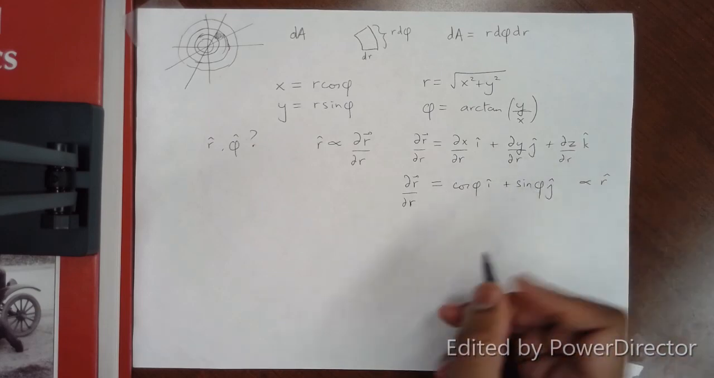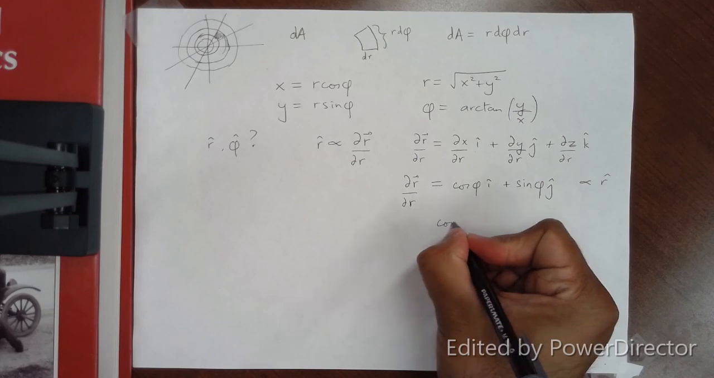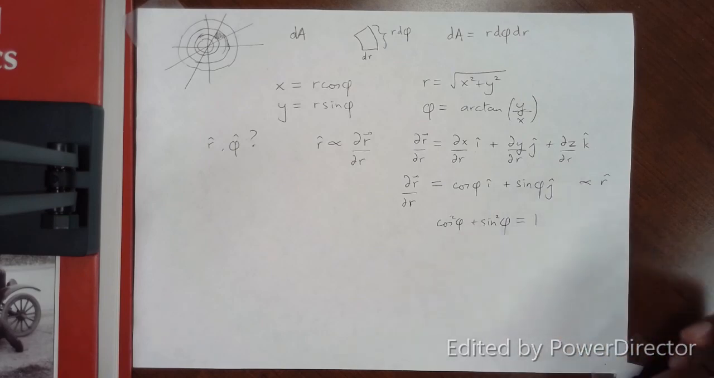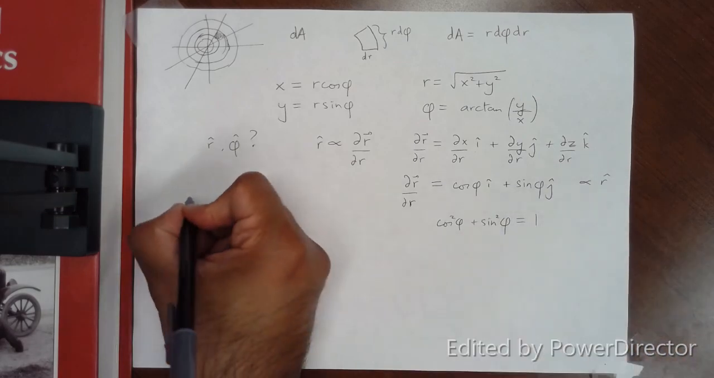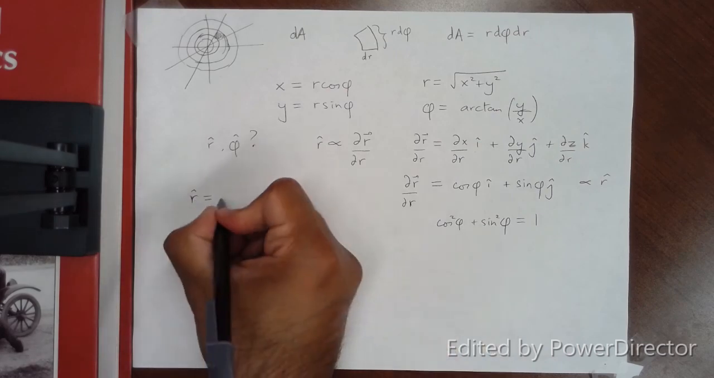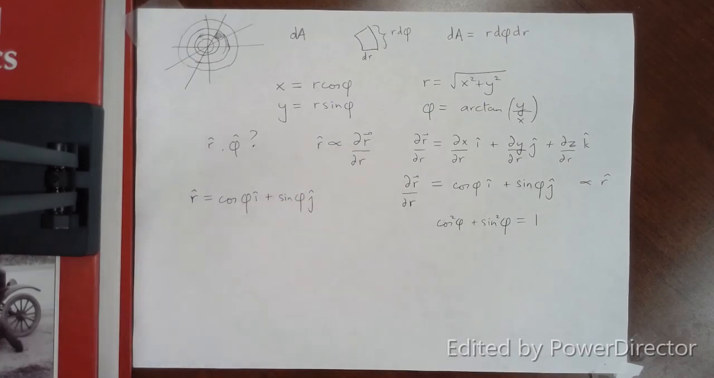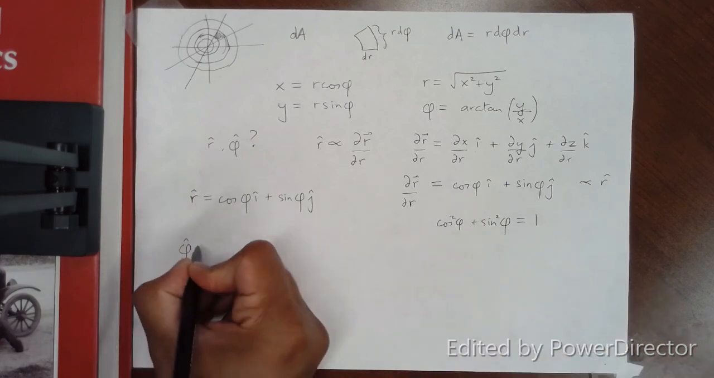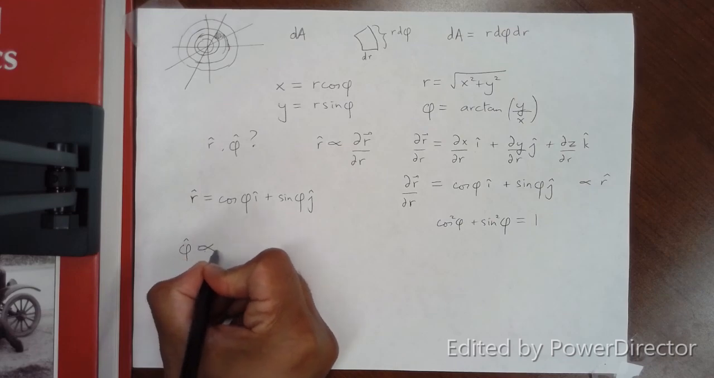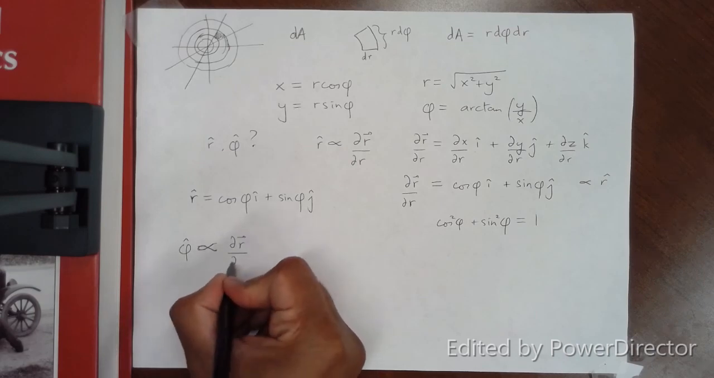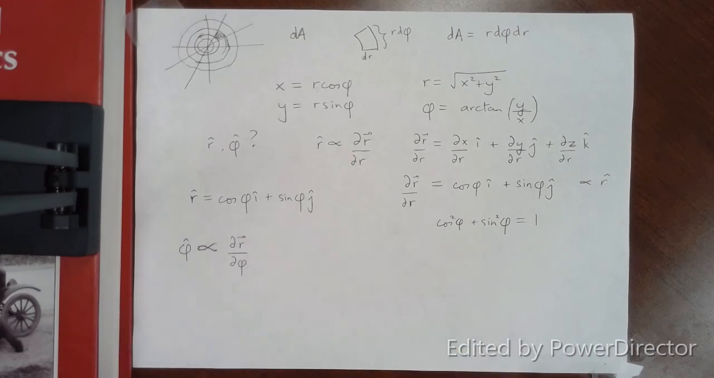Well, let's check what its magnitude is. If we take the magnitude, we get cosine squared phi plus sine squared phi, which is equal to 1. So it is already a unit vector, and in fact, this is our expression for r hat in terms of i hat and j hat. Let's try this again. How do we find phi hat? Well, phi hat will again be proportional to how the position vector changes as phi changes. That is, it points in the direction of increasing phi.